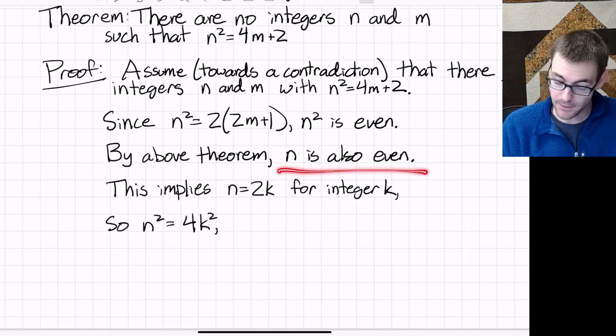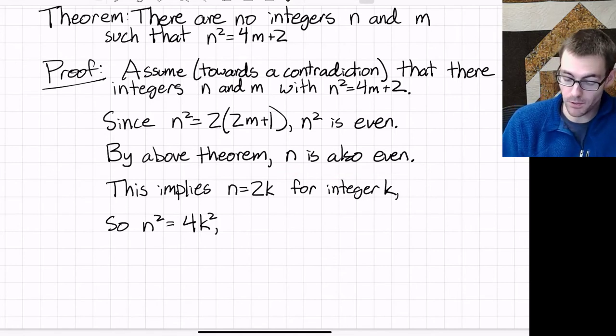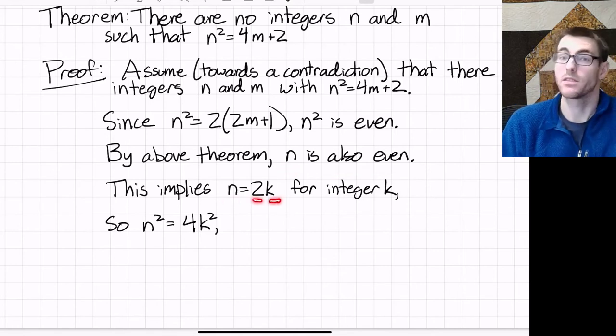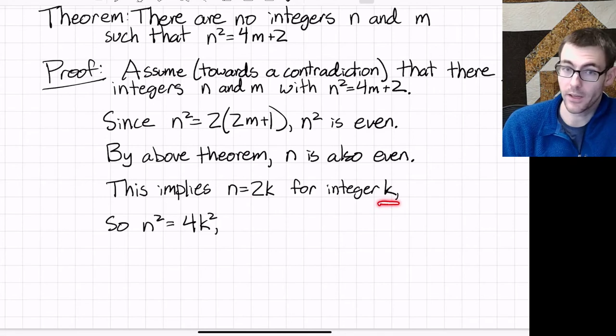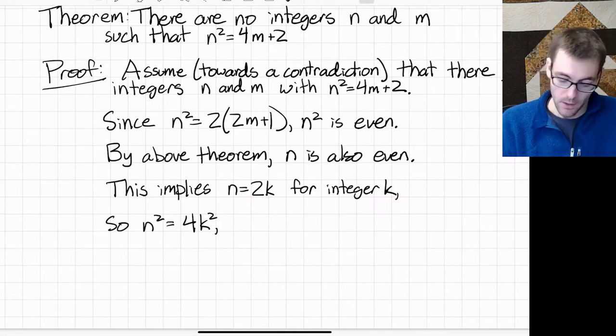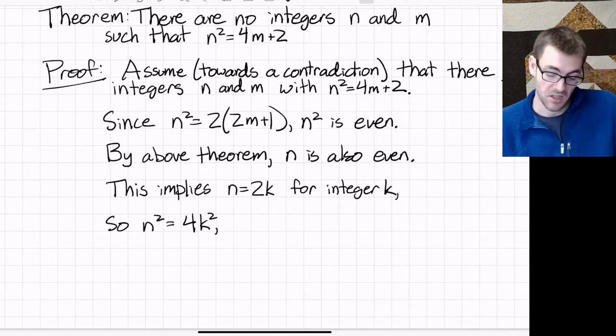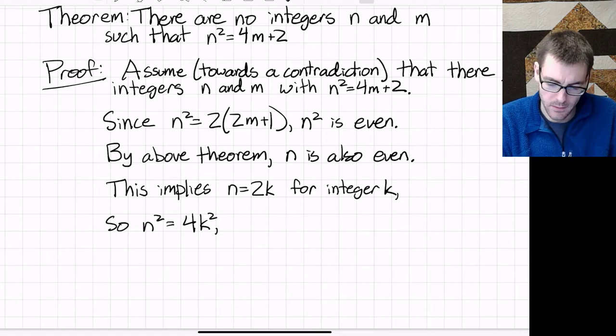Since n is even, we know that it's possible to write n as 2 times some integer for some integer k. That's what it means to be even. Well, in that case, we know that n squared has to be 4 times this number squared. That's just squaring both sides.